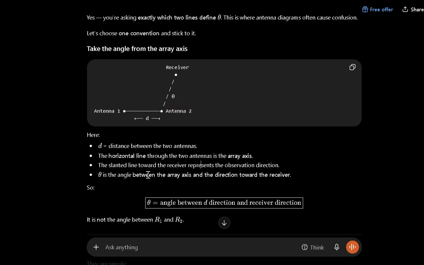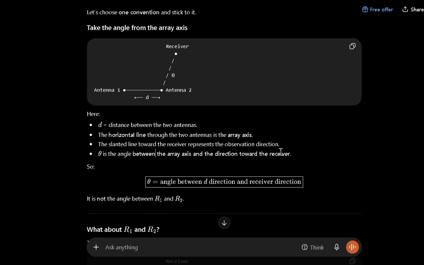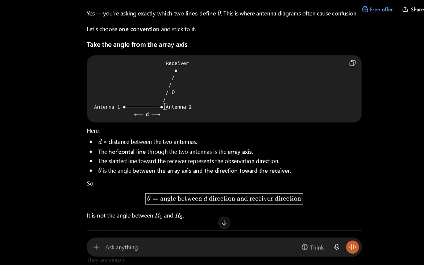The slanted line toward the receiver represents the observation direction. Theta is the angle between the array axis and the direction toward the receiver. So theta is the angle between the array direction and the receiver direction. Why not here? If we put this side line, then it's a different angle.